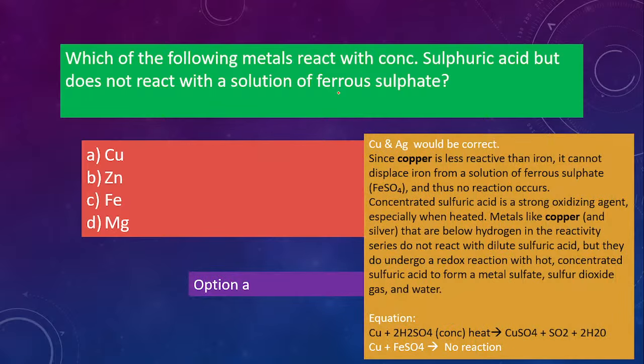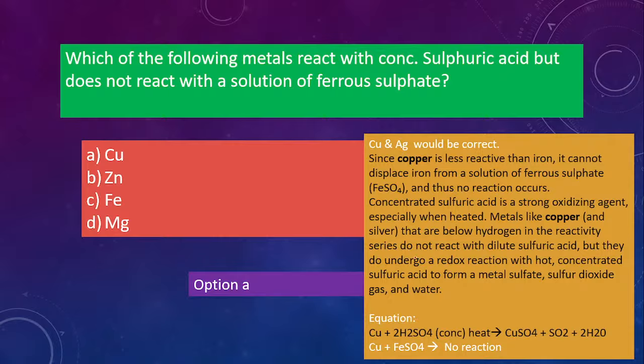Okay. देखो, copper is less reactive than iron. Okay. That's why it cannot displace iron from ferrous sulfate. ठीक है. But इधर इसके साथ reaction नहीं होगा. Sulfuric acid क्या होता है? It's a strong oxidizing agent. Okay. So copper that is below hydrogen in the reactivity series does not react with dilute sulfuric acid, but it does undergo a redox reaction with hot concentrated sulfuric acid.